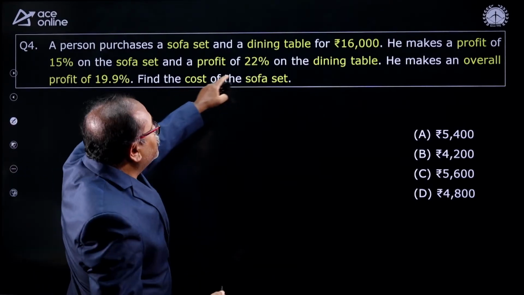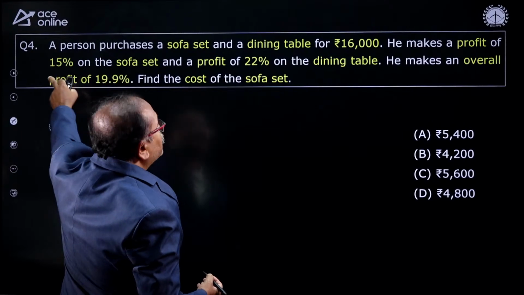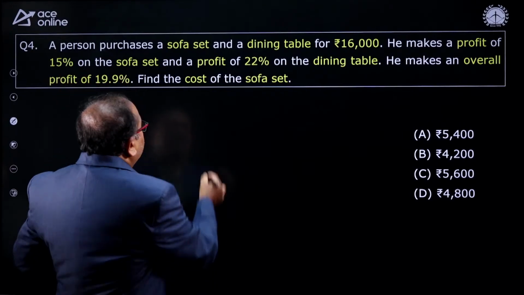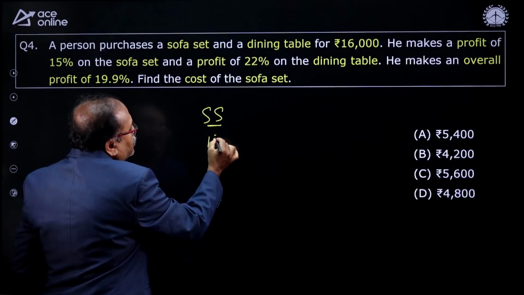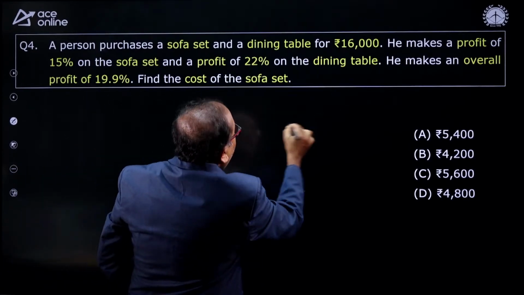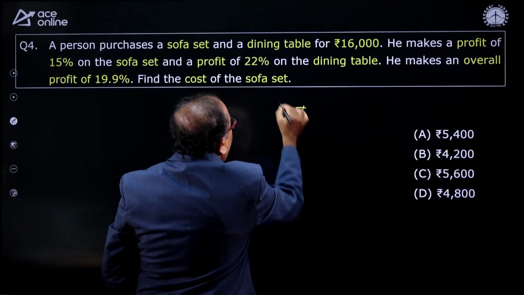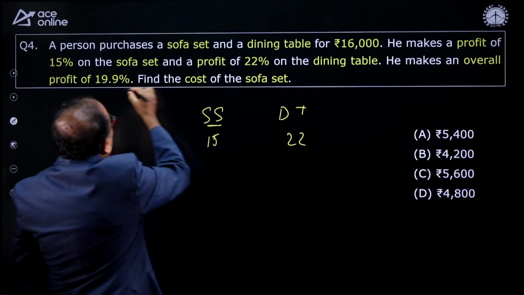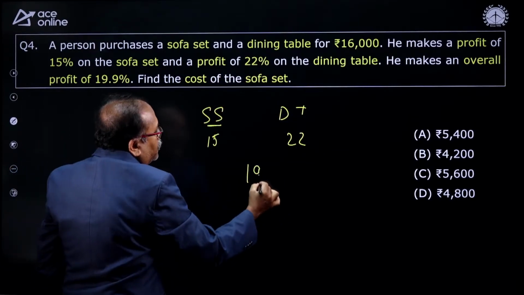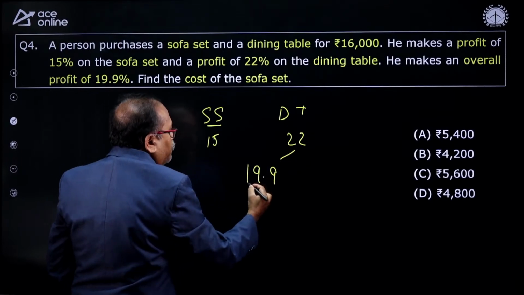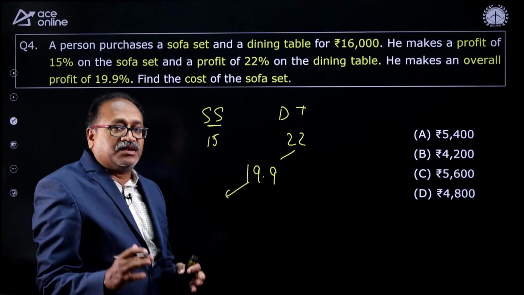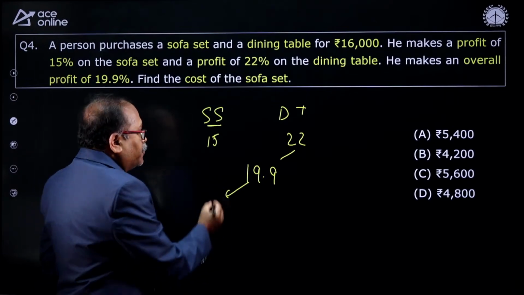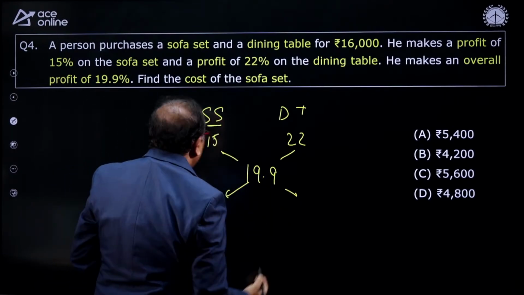Now, let's find it out. Here he gets a profit of 15% on the sofa set. Let's write down SS, sofa set. Here he gets 15% profit. And the other one is the dining table, DT. He gets 22% profit. Overall, he gets a profit of 19.9%. These are all very basic questions, but we know that we are discussing them from the SSC CGL Tier 1 point of view. So this is the basic approach.